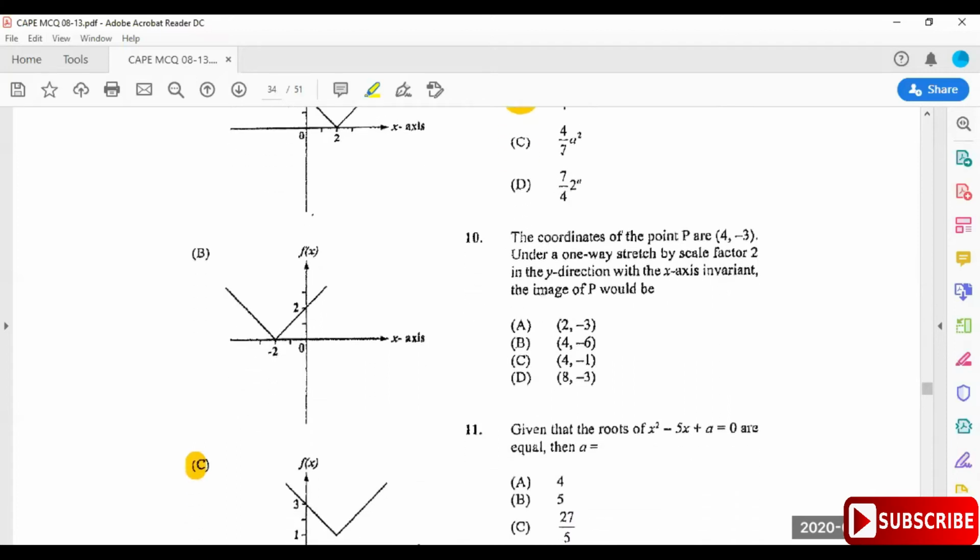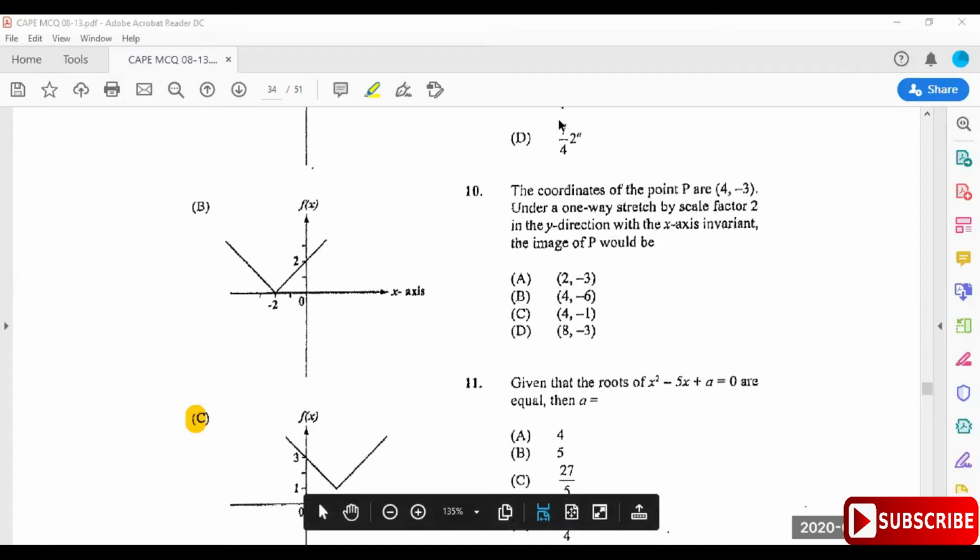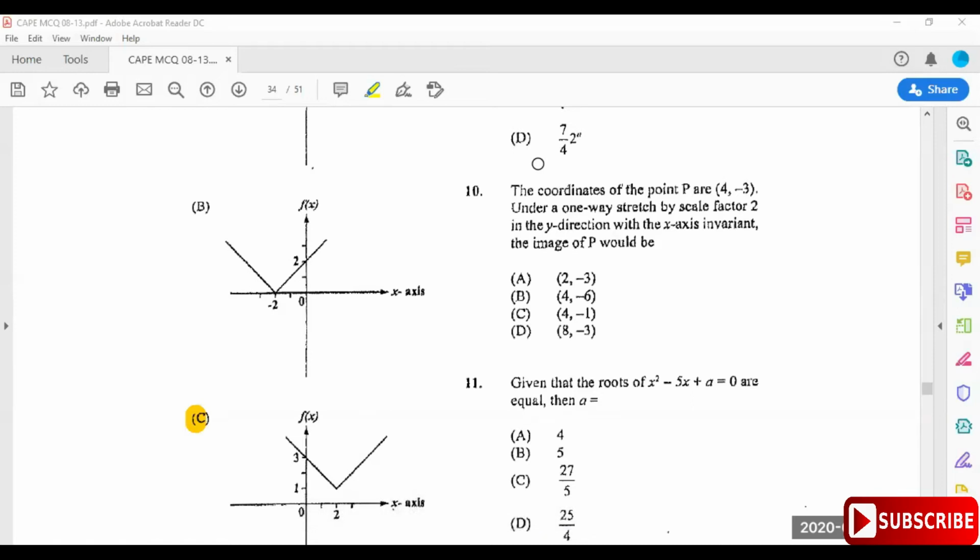All right, question 10. Question 10 tells us that the coordinates of the point P are 4, -3 under a one-way stretch by scale factor 2 in the y direction with x invariant. So the image of P would be, oh, sorry, sir. I'm back. My laptop shut off. I'm using my phone now.